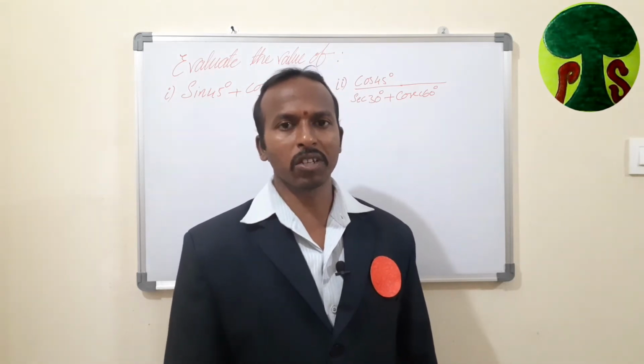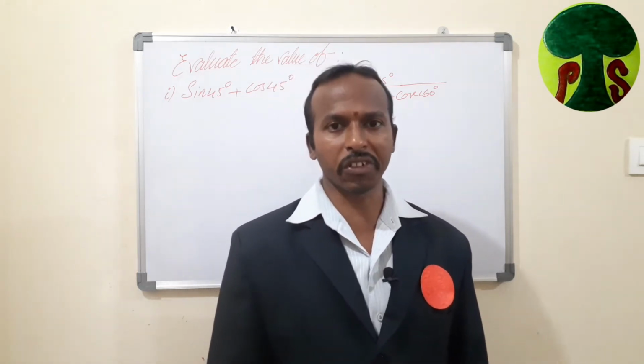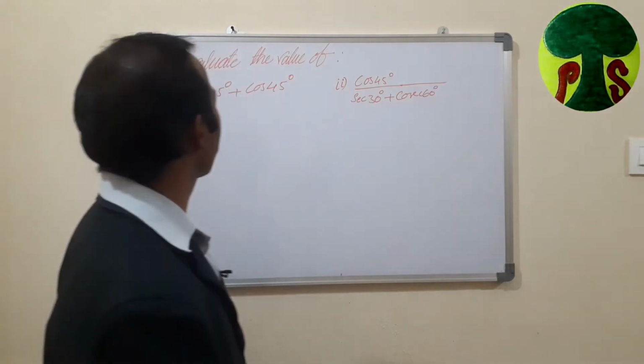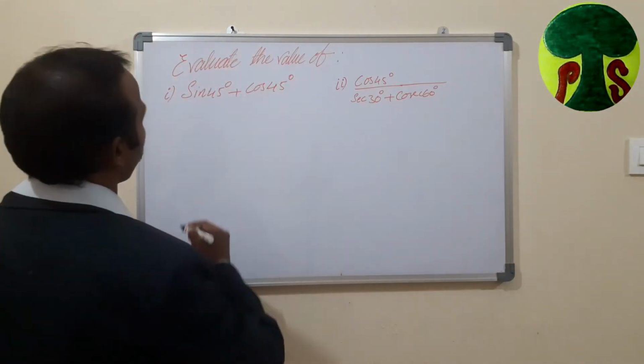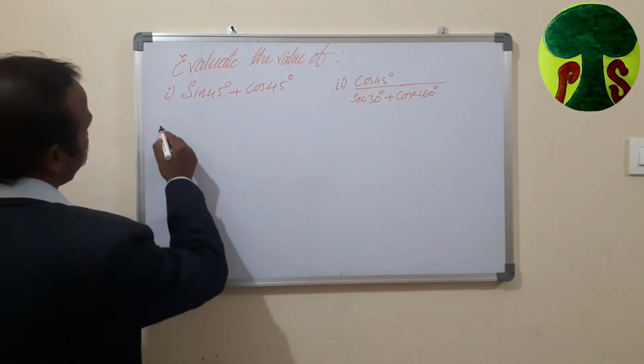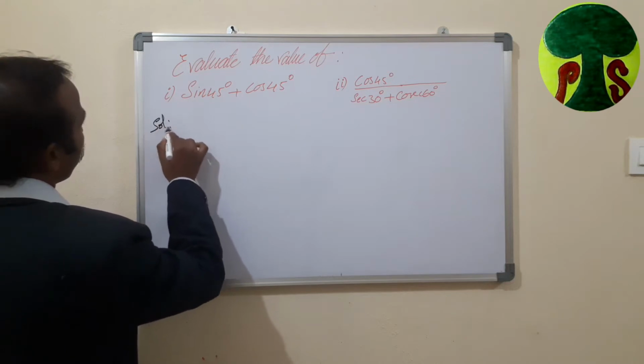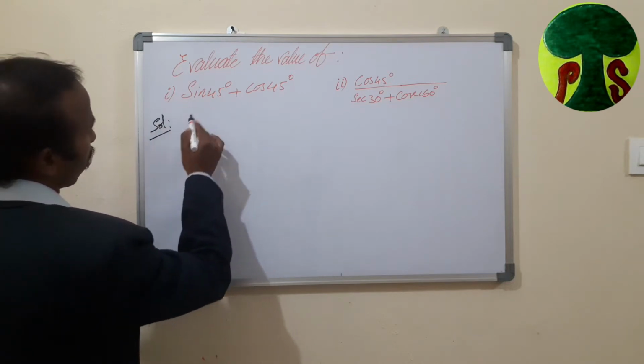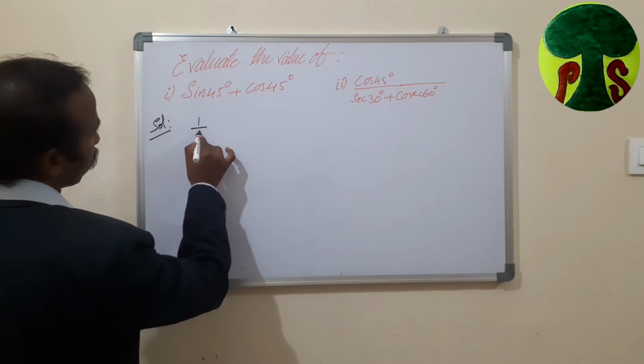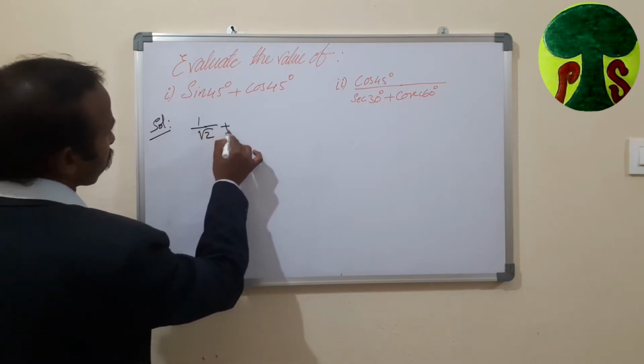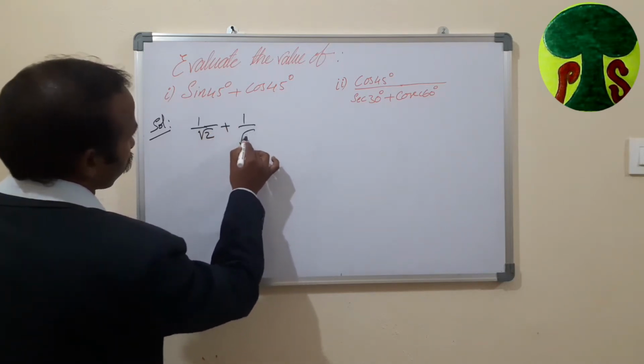Today we'll discuss trigonometry 11.2. The first question is on the screen. Evaluate the value of sin 45 plus cos 45. Solution. As we know, sin 45 is 1 by root 2, plus cos 45 is also 1 by root 2.